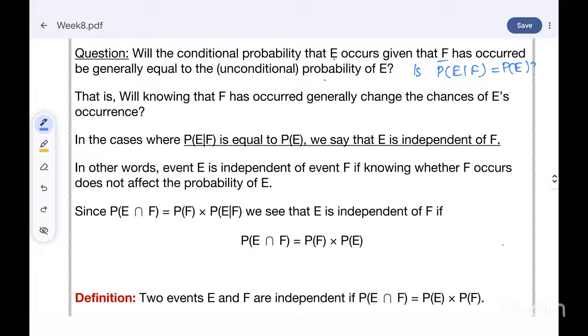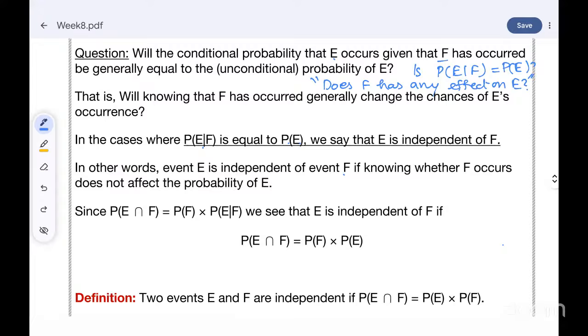So it means, does F have any effect on E? Roughly, this is the question. So we are asking, is P of E given F equal to P of E? That is what we say as E is independent of F. In other words, event E is independent of F if knowing whether F occurs does not affect the probability of E. So how to write this in terms of a formula?